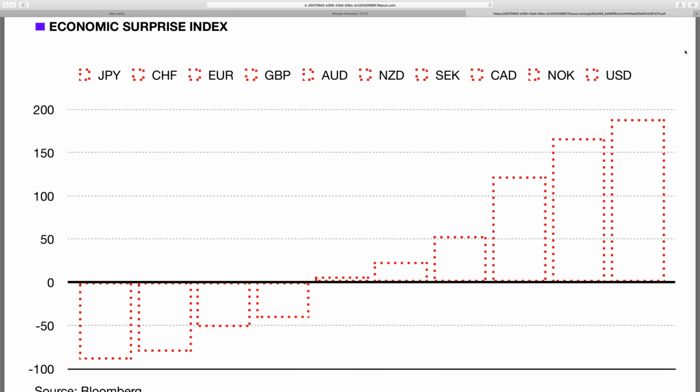A quick look at where we are with data. Economic surprise index shows there's a strong showing in the USD and the Canadian dollar, where Japanese yen and euro are on the bottom of the pile. So I'm looking to capture a bit more upside in Canadian dollar against euro. Not so much dollar against euro, because right now the picture regarding the Fed is a little bit different.